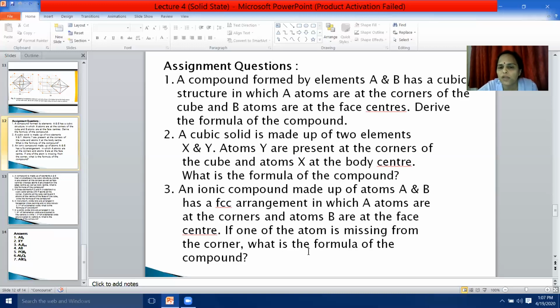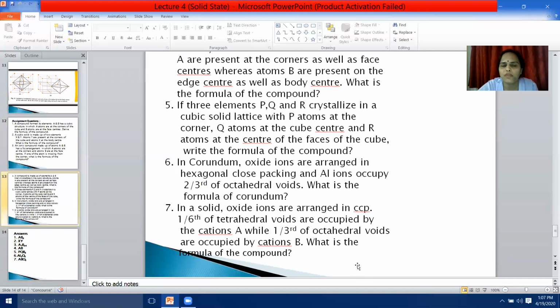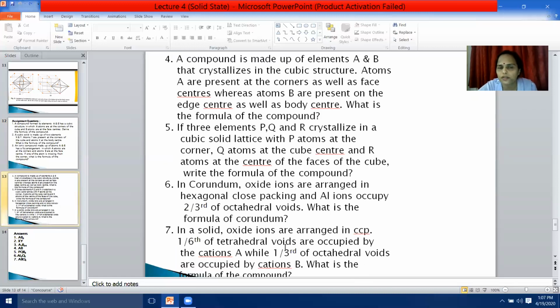So cross multiply that, 8 into 3 becomes 24. So for the formula of the compound, A value is having 7 and B value is having 24. So the formula of the compound comes out to be A7B24. Look at the answer, right? So it comes out to be A7B24. Now look at the fourth question.